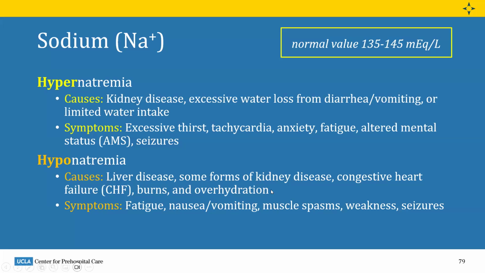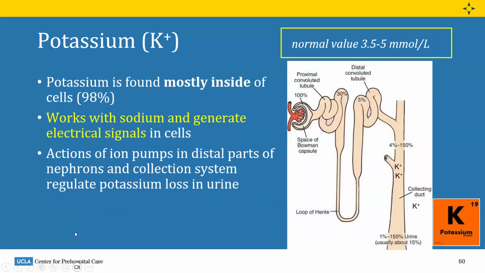essentially should not be drinking water, but they should only be taking in formula or breast milk because their kidneys can't handle processing that much water. So hyponatremia is not as common, but can still be problematic. So what are some of the symptoms? Fatigue and nausea, vomiting, muscle spasms, weakness, and seizures. Now let's move on to potassium.